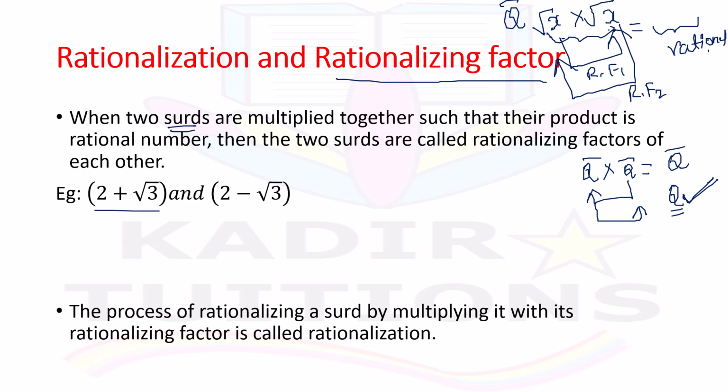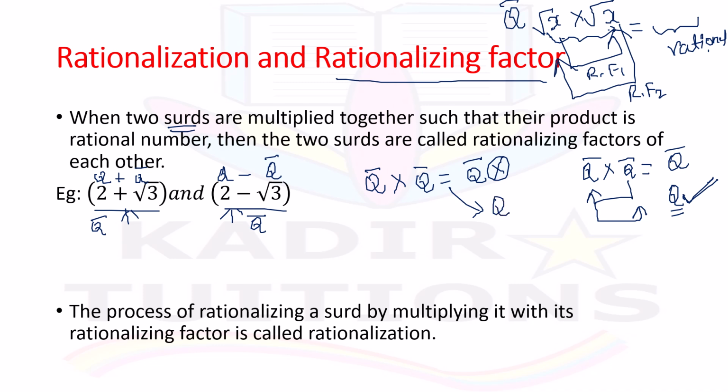I have given one example, which is 2 plus root 3 and 2 minus root 3. Both are irrational numbers, because a rational plus an irrational gives an irrational. Here also, this is rational, with subtraction in between and one irrational, so this also gives an irrational number. If I multiply these two irrational numbers and get an irrational number, I cannot do anything with the rationalizing factor. But maybe I get a rational number, then the first irrational number is a rationalizing factor of the second, and the second is the rationalizing factor of the first.